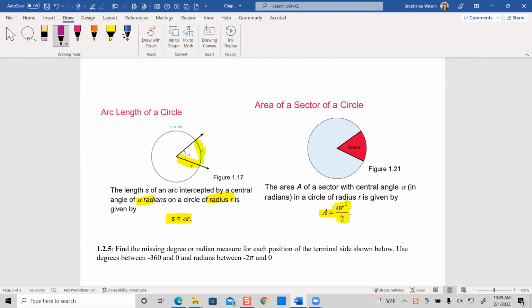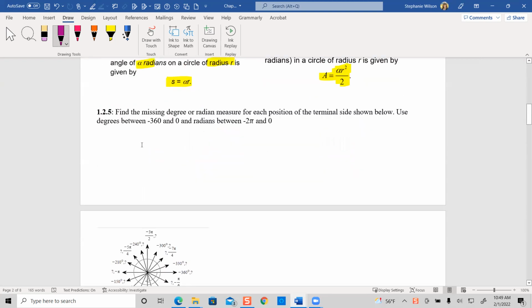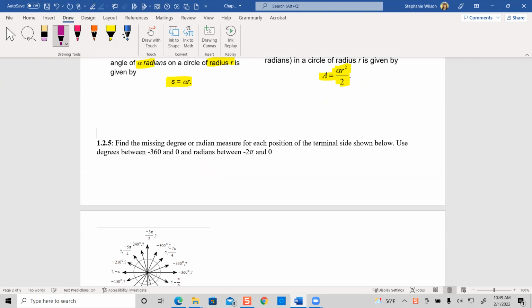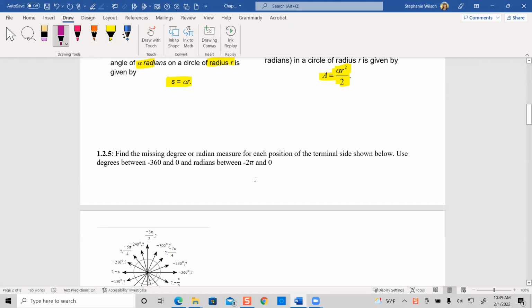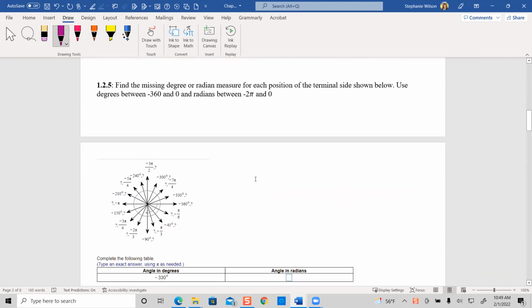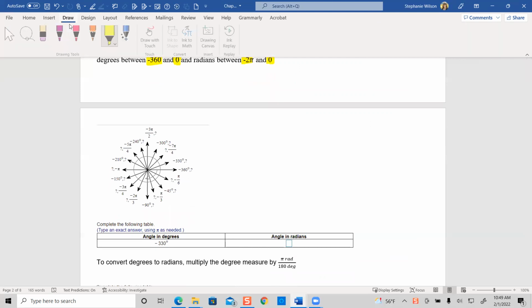So let's begin. Let's start with this first question here. It says, find the missing degree or radian measure for each position of the terminal side shown below. We're going to use degrees between negative 360 degrees and 0, and radians from negative 2 pi to 0, okay? And we're going to find the missing pieces.